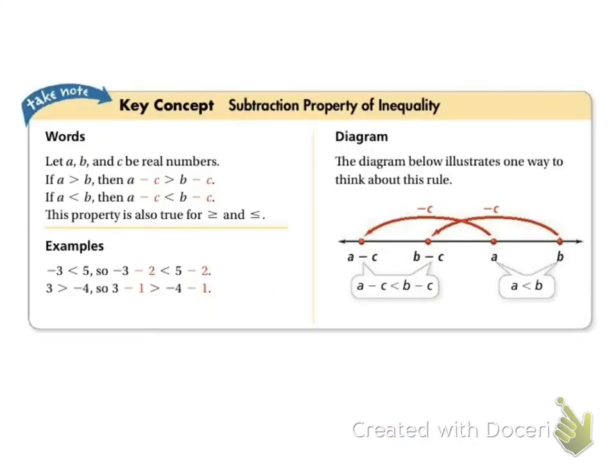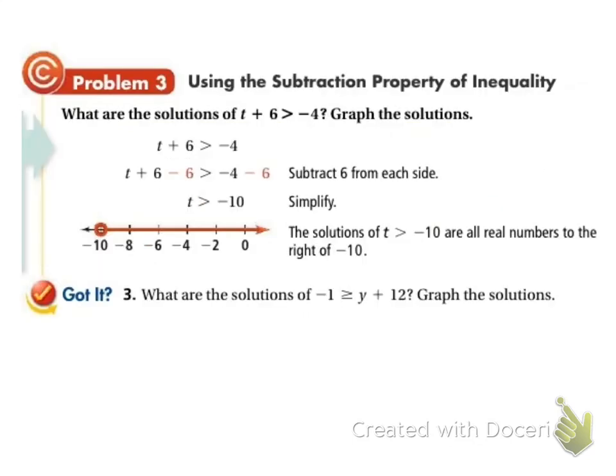We can also subtract from both sides, just like we would if it was a regular equation with an equal sign. Again, you don't need to write that down. So, here's theirs, t plus 6 is greater than negative 4. I need to get t alone, so I can subtract 6 from both sides. And I get t is greater than negative 10. And here's my graph.